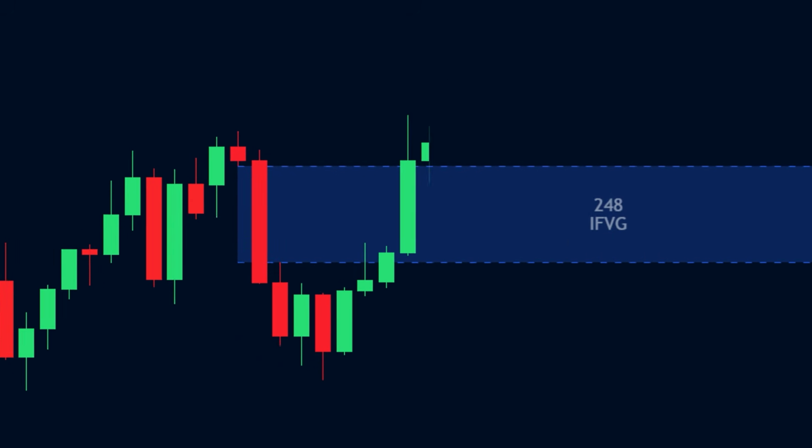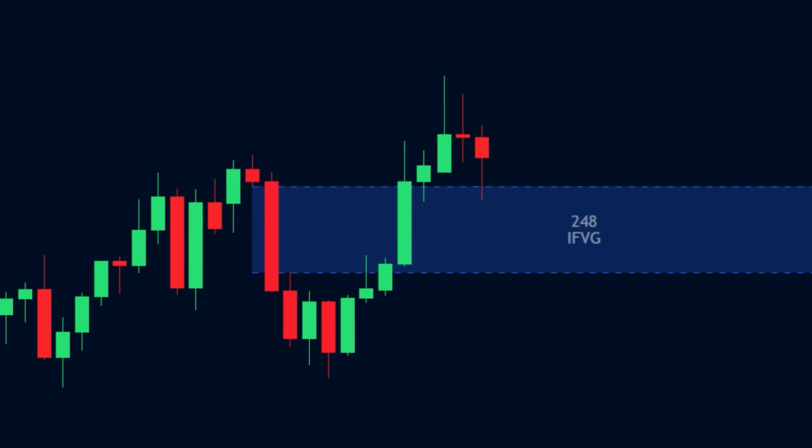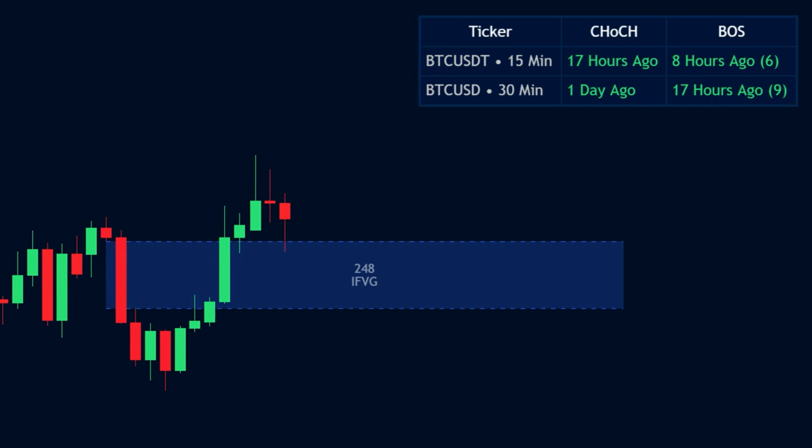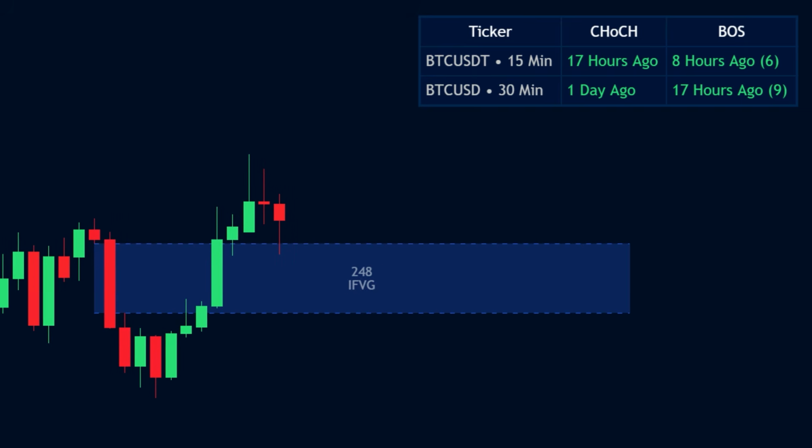So let's recap. A normal fair value gap is just an imbalance. It might hold or it might fail, but an inversion fair value gap is different. It flips, it confirms, and that makes it one of the sharpest, most tradable levels you'll ever see. When you know how to spot that flip and you combine it with the right tools, you turn failed gaps into high probability entries. That's all for this video.